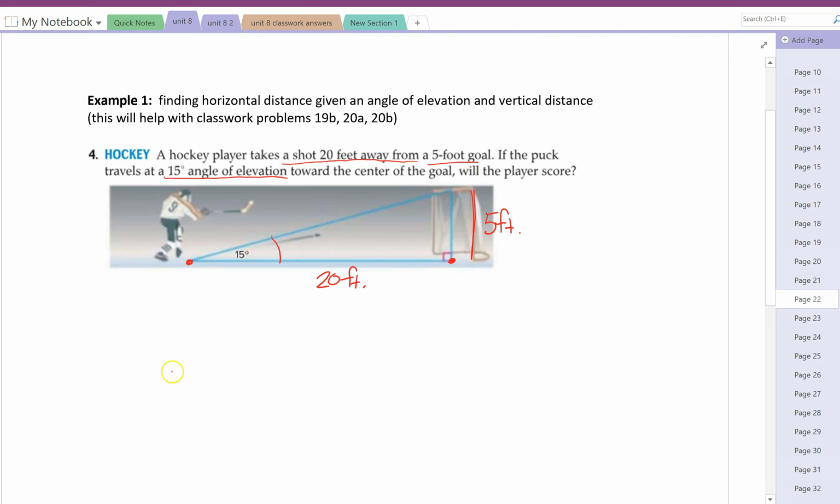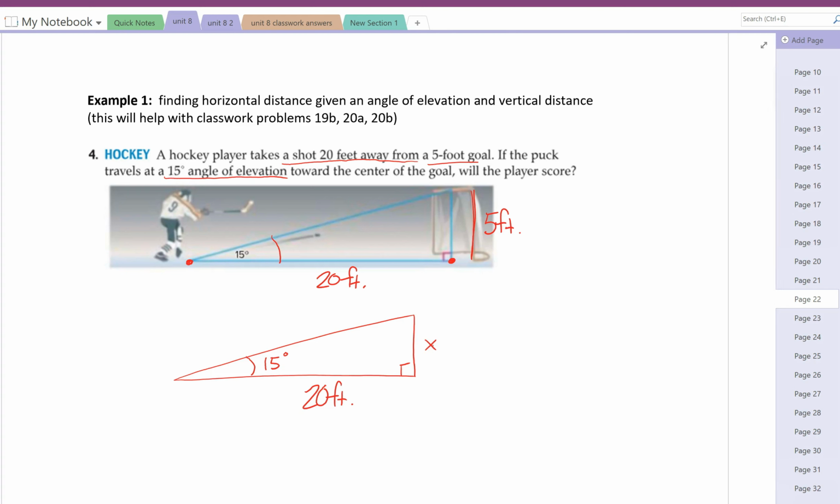So as always, I'm going to redraw the triangle to help me figure out what I'm doing here. So I know that this is 20 feet. I know that this is 15 degrees. I'm going to put a variable right there because I know the goal itself is 5 feet tall, but I don't know for sure whether the height of the puck after it's traveled 20 feet is going to be more or less than 5 feet. If I'm this hockey player, I'm hoping it's less than 5 feet. If I'm the other team, I'm going to hope that X is more than 5 feet because that means the puck's going to sail over the goal.